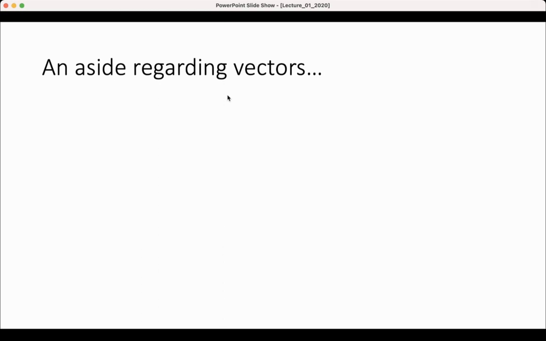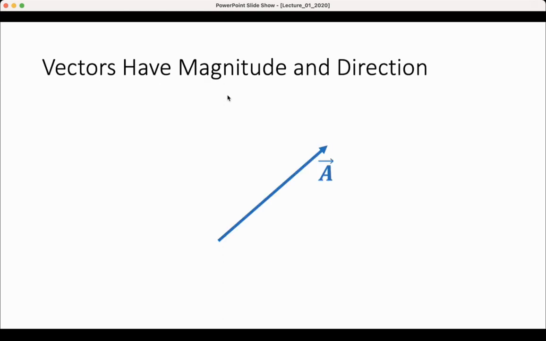So let's consider an arbitrary vector. We'll call it A. Now, vectors have two main properties. They have a magnitude and they have a direction. And that's why representing vectors with arrows is such a reasonable idea. Here, this vector A is represented by an arrow. That arrow has a length, which is representing the magnitude of the vector A, and it has a direction.